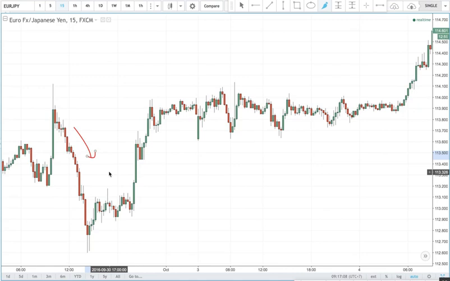So this is what we call the core. This is the core fundamentals of trading. All right, so on to the next example.